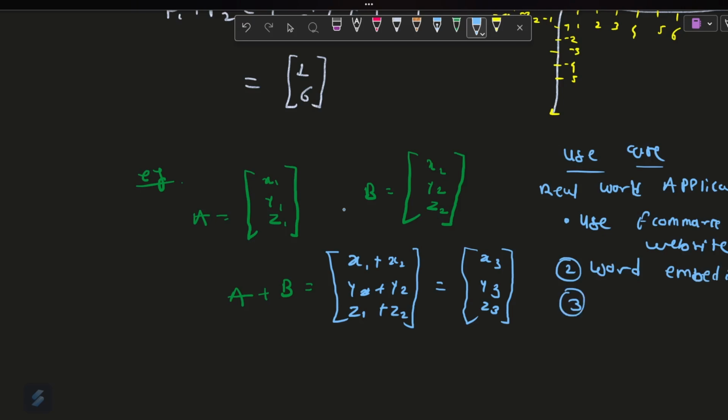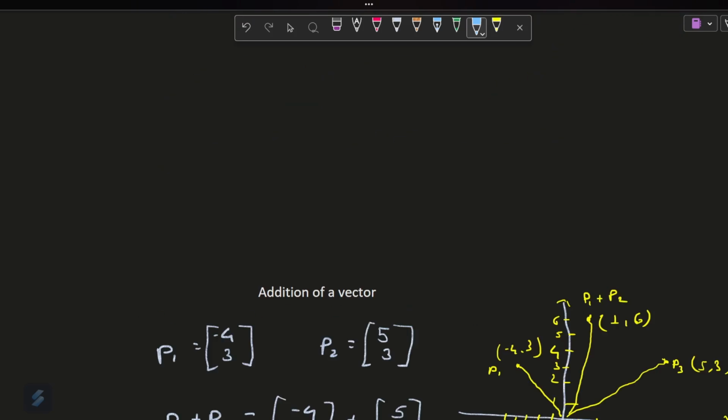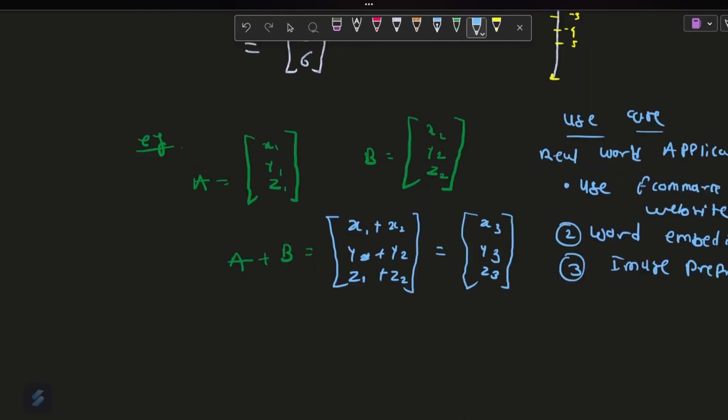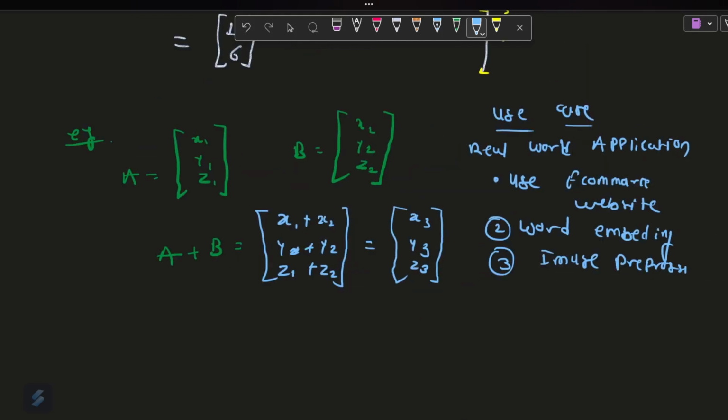Then word embedding, and third, image preprocessing. This is all that you learn in data science. Neural networks, word embedding, all these things are useful in real world applications. We will learn one by one what the use cases are and how they are used in real world applications.